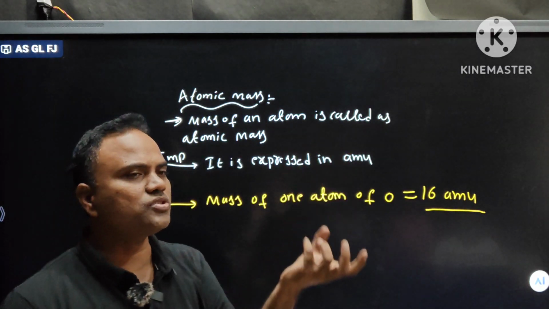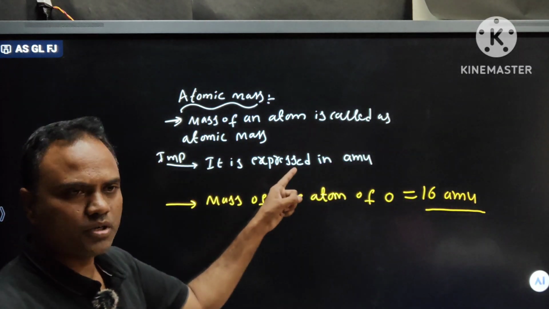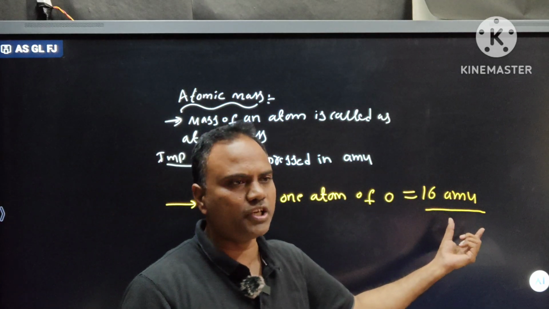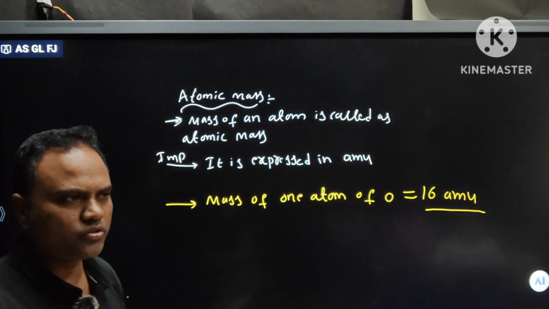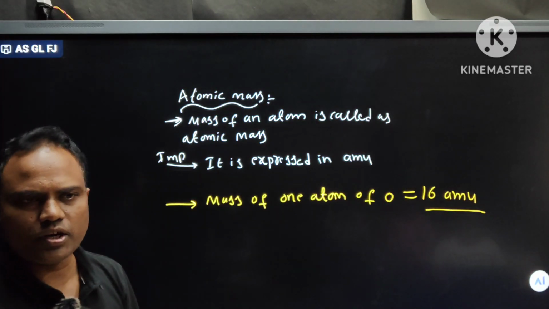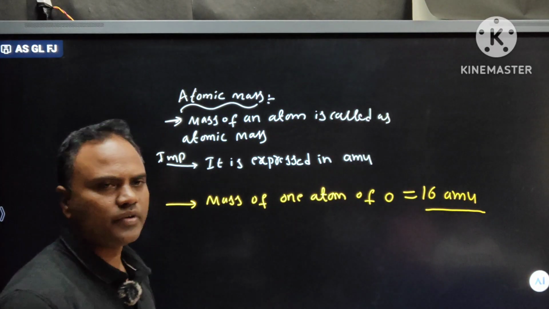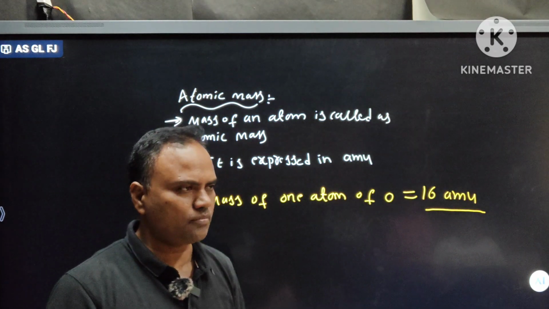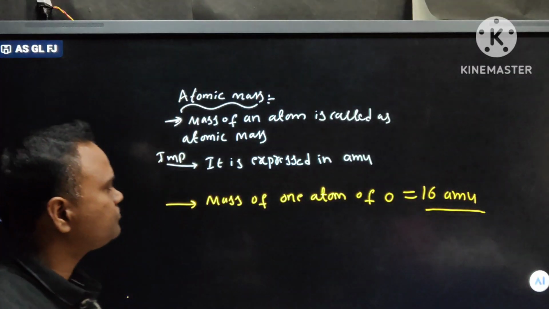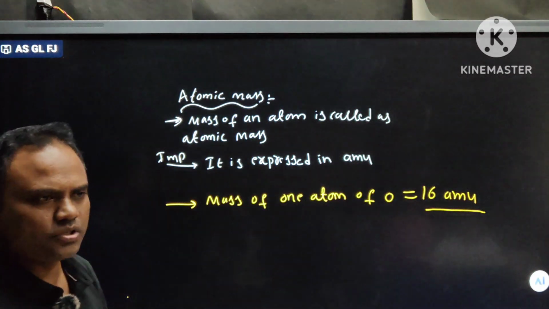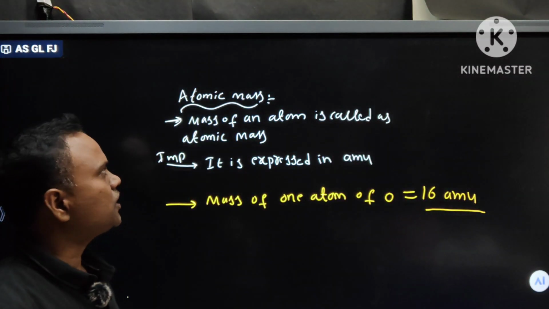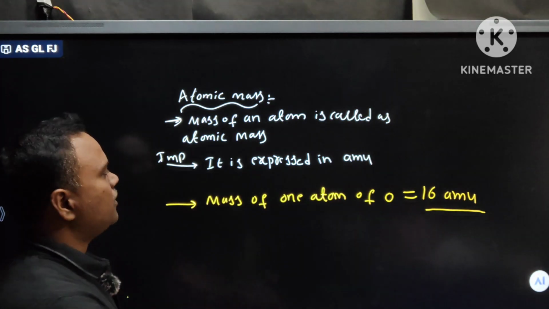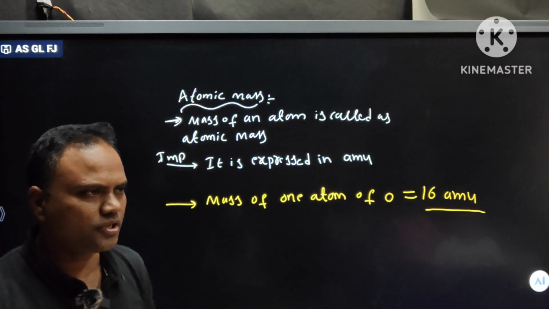Mass of one atom is called as atomic mass. It is expressed in AMU. That's why I am adding the statement with AMU. Clear? Mass of one atom of oxygen is 16 AMU. Mass of one atom of carbon, carbon atomic mass is 12. I will give that list. But you should understand how to express the mass of a single atom. That is an example. Clear? What are the units of atomic mass? Atomic mass units, AMU. It is expressed in AMU, right?